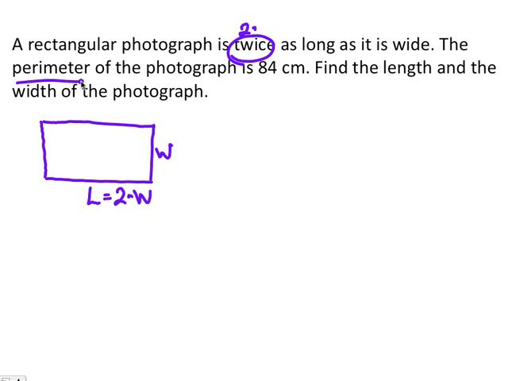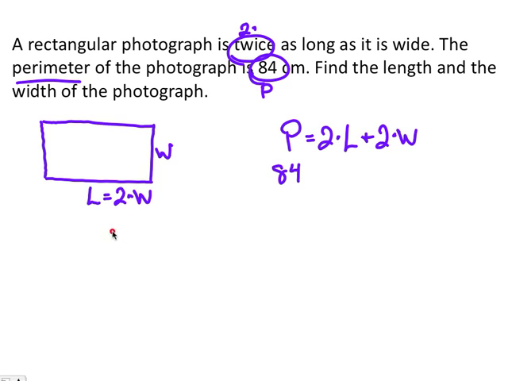The perimeter of the photograph is 84 centimeters. Well, earlier we learned some formulas about perimeters of rectangles, and we'll use that here. So the perimeter of a rectangle, we said, was P equals 2 times the length plus 2 times the width. Okay, this perimeter is 84. So that's our P. So we do know one number that we can put in. Now, if all I have is that one number, I still can't solve for length and width here. We're going to have to use what they told us about the length and the width to help us out.